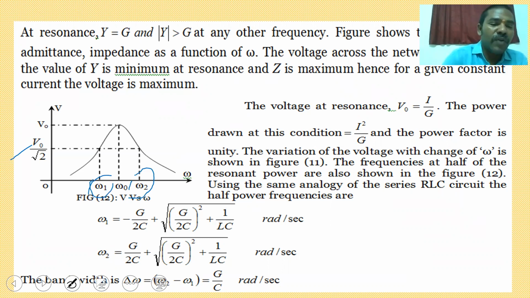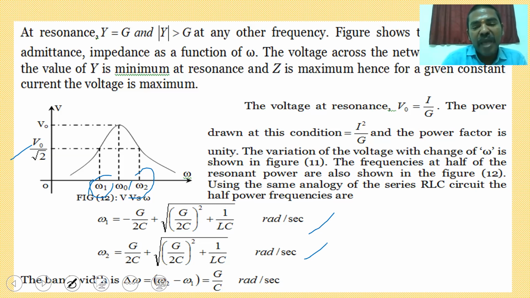Then omega 1 is minus G by 2C plus root of G by 2C whole square plus 1 by LC. And the upper half power frequency, omega 2, is equal to G by 2C plus root of G by 2C whole square plus 1 by LC.